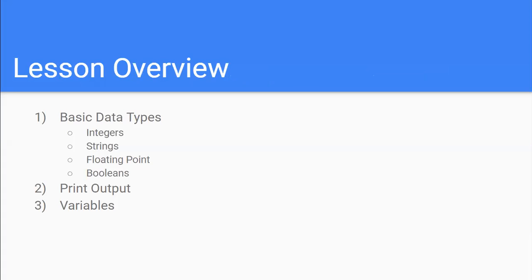Here's today's video's lesson overview. We are going to first go over some of the basic data types in Python, such as integers, strings, floating point, and Booleans. We'll then go over the print function, and finally we'll go over variables.